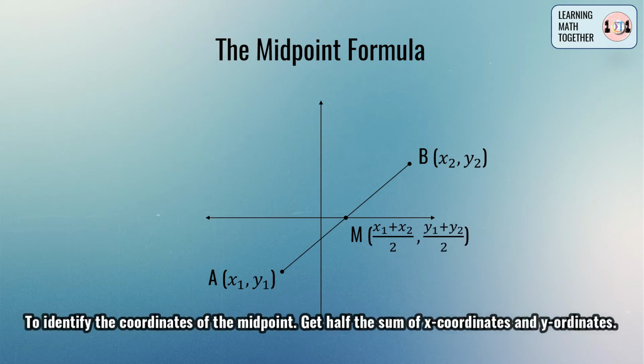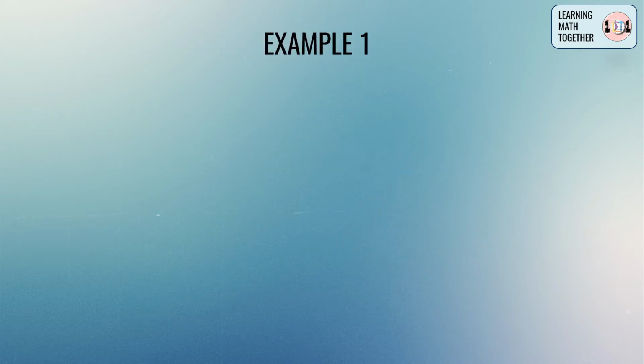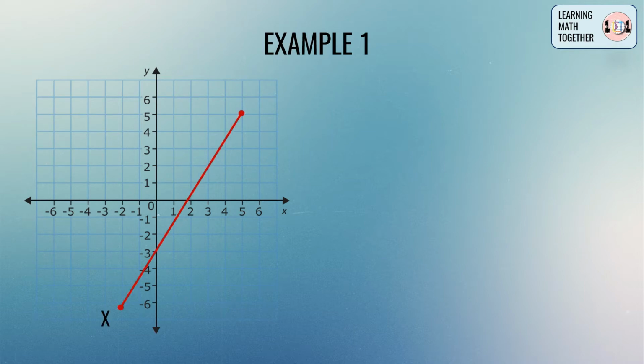by just adding the x coordinates of the endpoints. So we have x sub 1 plus x sub 2, and you have to divide it by 2. And for us to identify the y ordinate of the middle point, we have to add the y ordinates of the endpoints. We have y sub 1 plus y sub 2 divided by 2. So this is the formula that we will use to identify the midpoint of the given lines in the next examples.